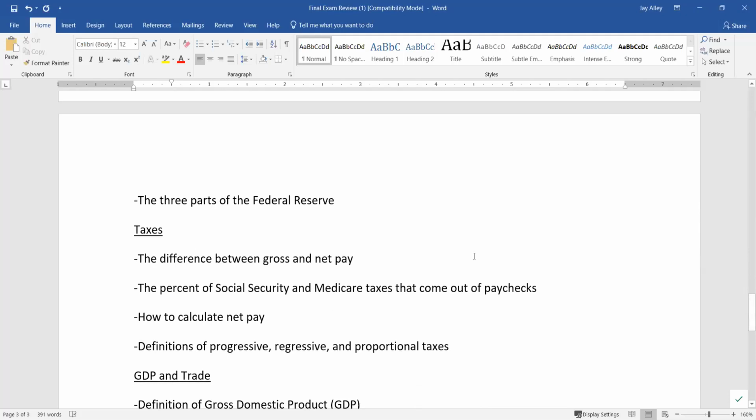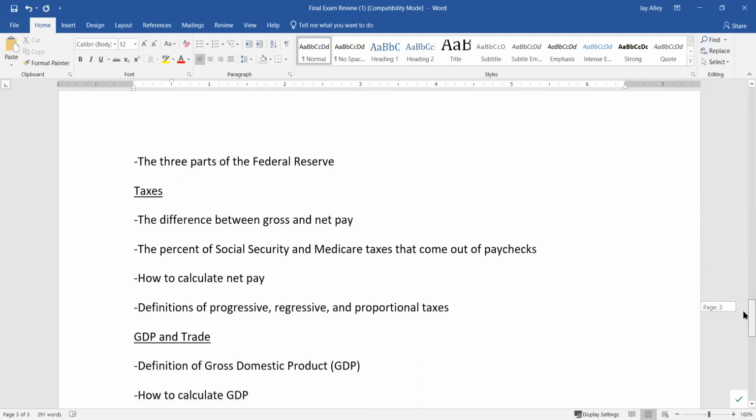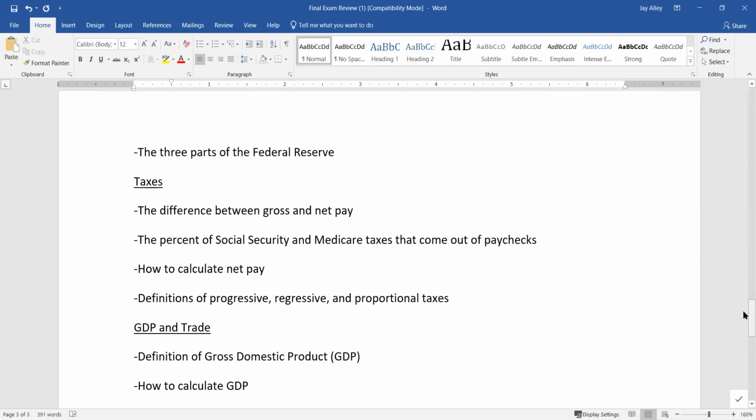The three parts of the Federal Reserve. Nobody will remember that, I'm sure. The Board of Governors, the Federal Reserve Banks, and the Federal Open Market Committee. Those are the three parts. It's in that movie we watched.